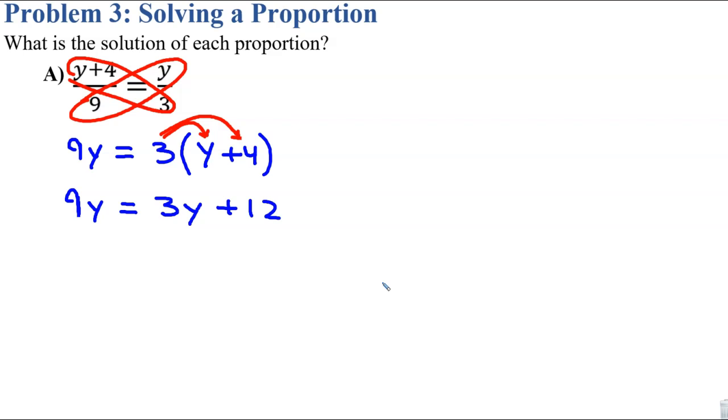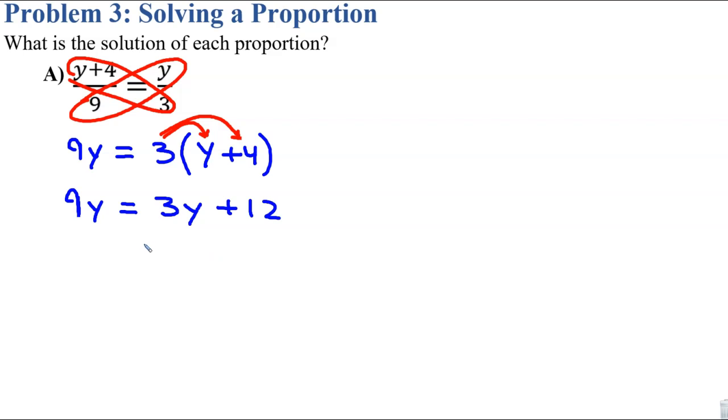Okay, so we got the cross multiplying done. And then once you do that, you're going to be down to a simple linear equation. Okay, something easy to solve in a few steps. Now, simpler proportions, you can just cross multiply and divide. Here we've got a little more going on with that. We've got to get the y by itself.